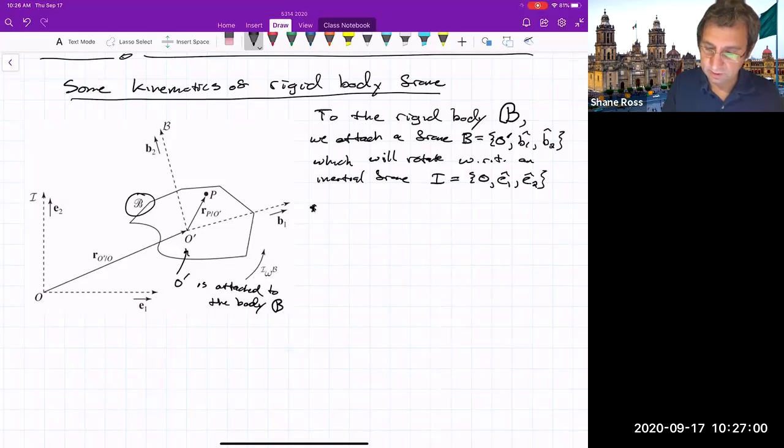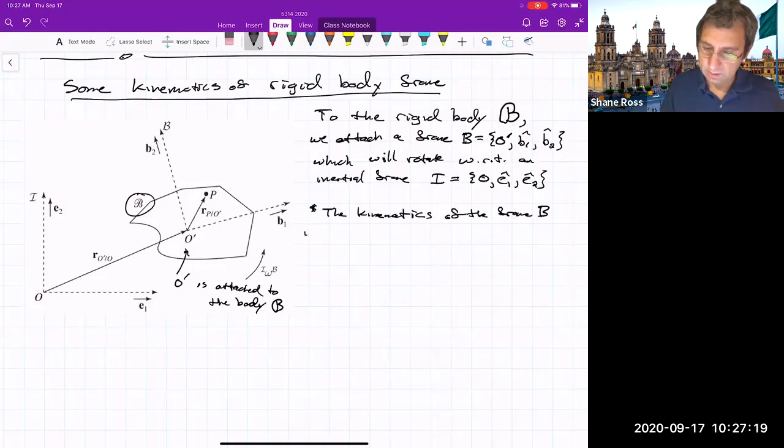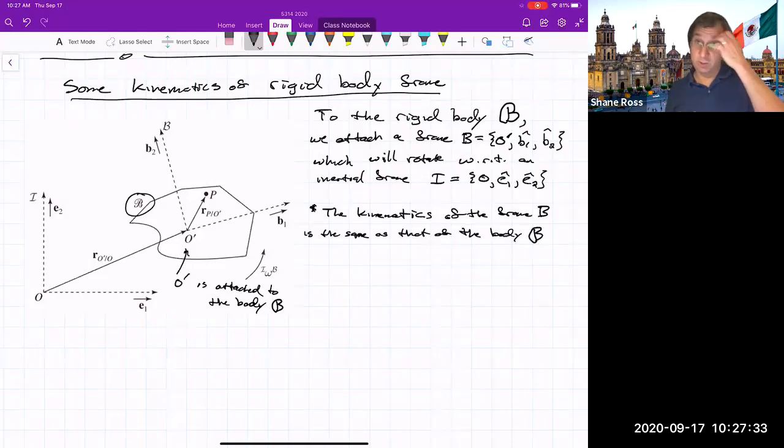And I guess this is a key point. The kinematics, that means how you describe the motion, of the frame B is the same as that of the body B. So that means we'll just deal with the frame because that's what we've sort of been using, and let's continue to do that.